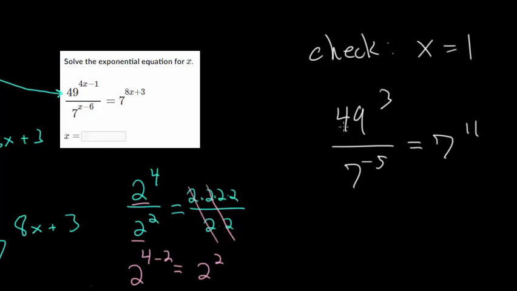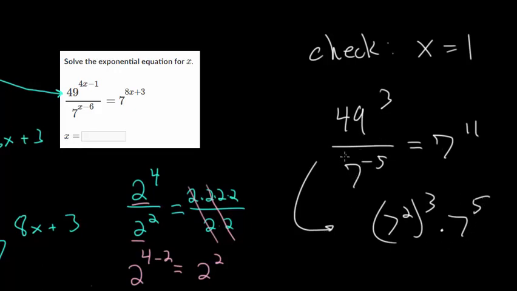So we can use some different exponent properties here. 49 is really just 7 squared. So you have 7 squared, and we're raising that to the third power. And we're dividing by 7 to the minus 5 power. So we can put that in the numerator and make it a positive exponent. Really, we're dividing by this expression, and this expression is 1 over 7 to the 5th. We're dividing by a fraction, which is the same as multiplying by that fraction's reciprocal. So that's how the 7 to the 5th ends up in the numerator.